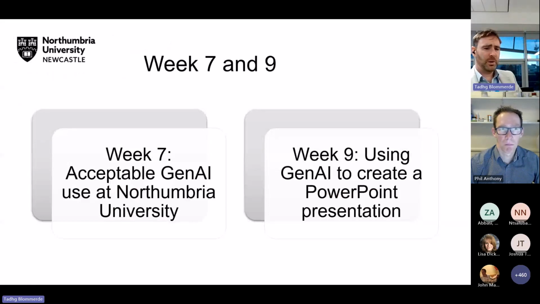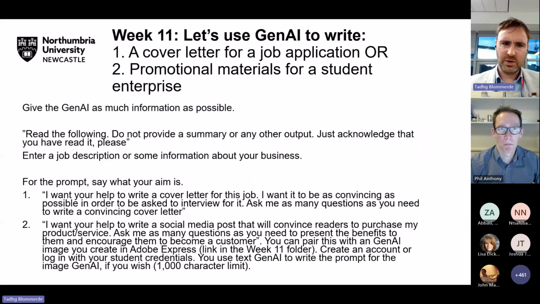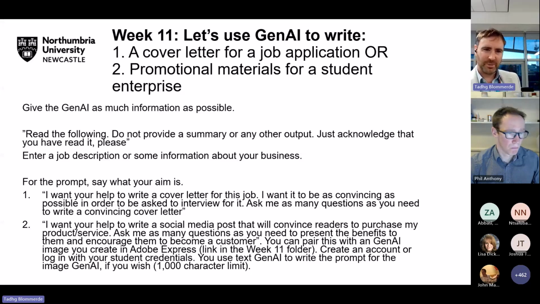In response to student feedback, we spoke about acceptable Gen AI use at the university, and this gave students a great opportunity to speak about academic integrity issues. The most popular of the sessions was week 11, where students could write either a cover letter for a job application or promotional materials for their student enterprises.